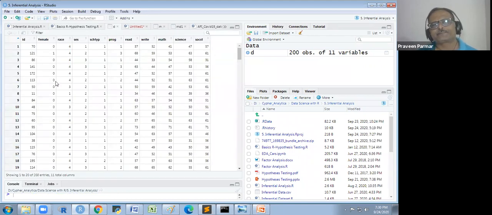There is ID, then female, where yes is 1 and no is 0, and 0 is for male. Race is there. As here in India we see SC, ST, OBC and the general, in foreign countries race is mostly a very important element. There is 1, 2, 3, 4 given for that race, and SES is the socioeconomic status: 1 for low, 2 for middle, and 3 for high socioeconomic status.